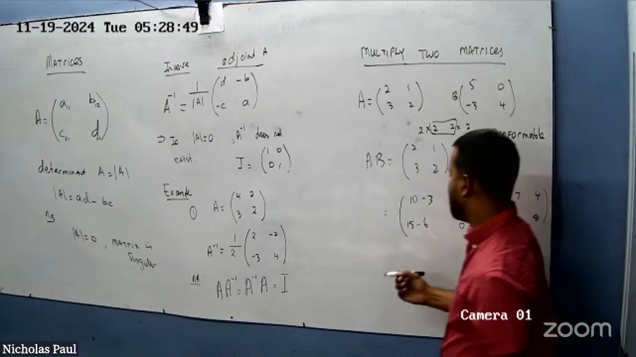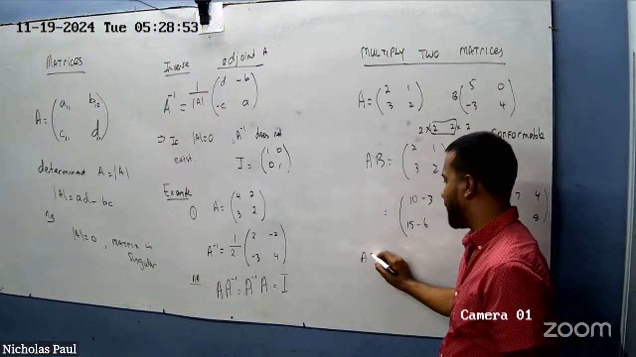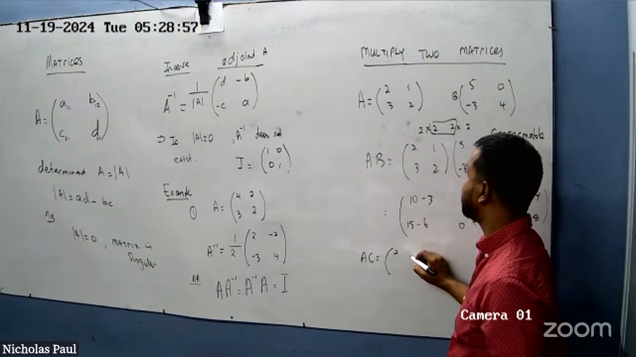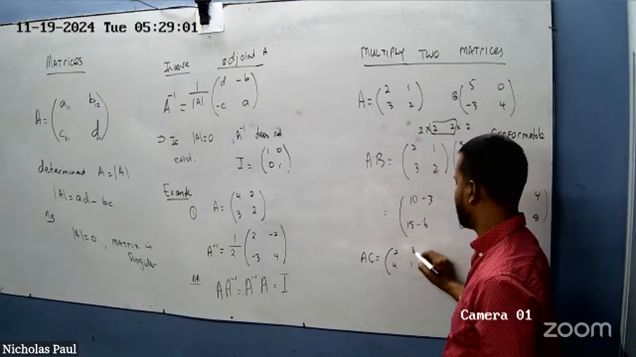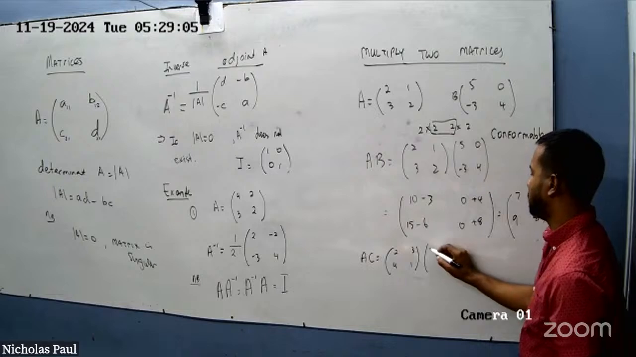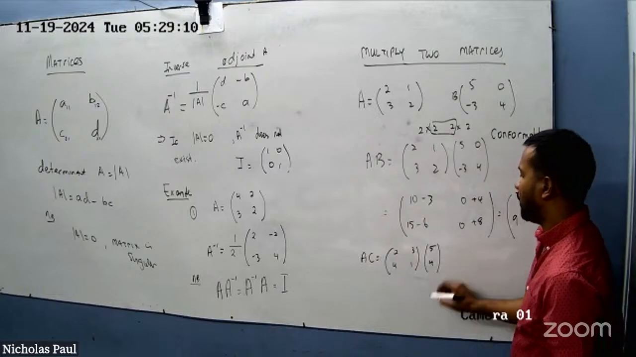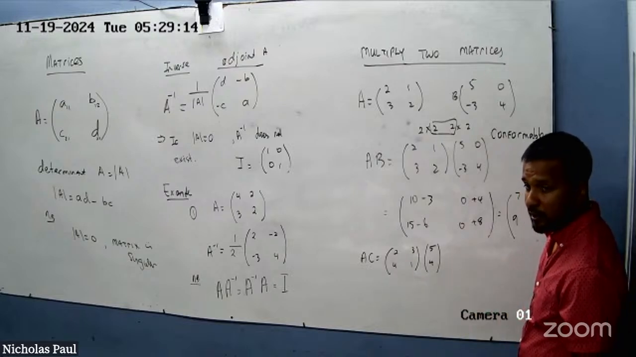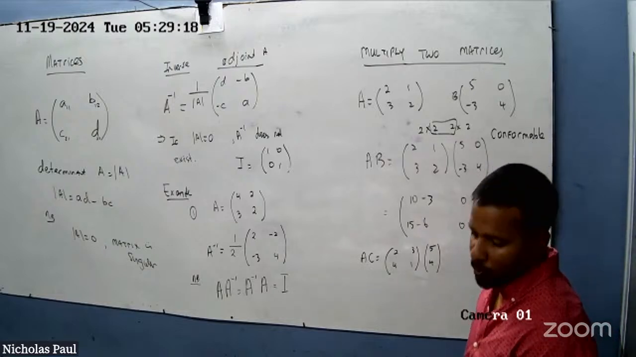One more example: multiply these two if they can multiply. Multiply A by C only if it can multiply. Check it and make sure it can multiply first. If it can't multiply, of course, don't multiply it.